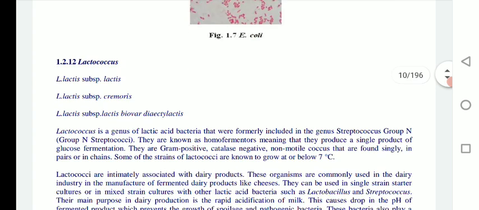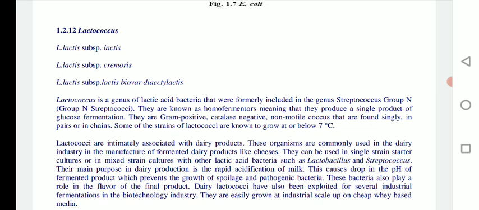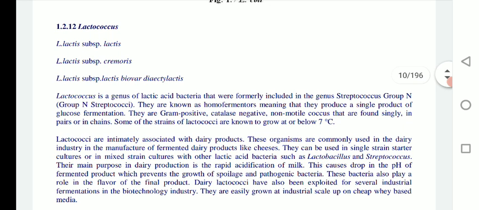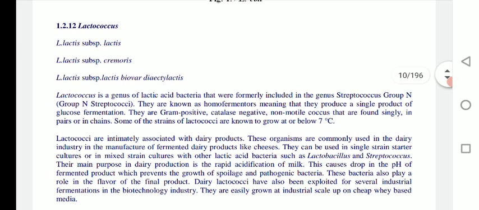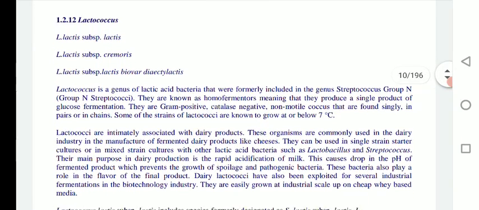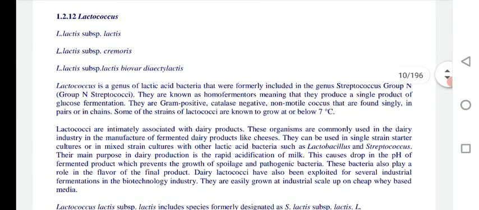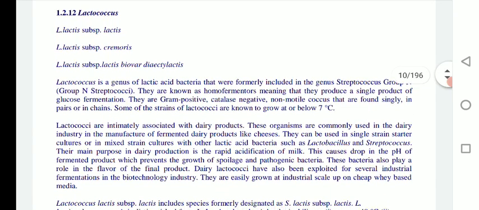Next is lactobacillus. This is a genus of lactic acid bacteria, including the genus Streptococcus, and they are known as homofermenters, meaning they produce a single product of glucose fermentation. They are gram positive, catalase negative, non-motile cocci that are found singly, in pairs, or in chains. Some strains of lactococci are known to grow at or below 7 degrees Celsius.